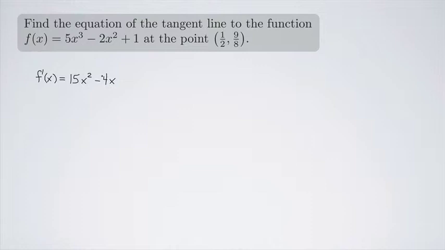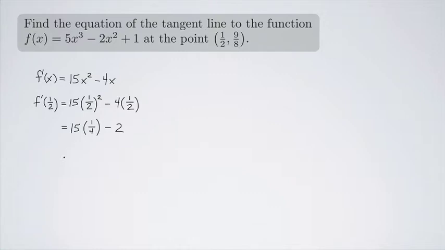So that's the derivative. Now, if I want the slope of the tangent line at this point (1/2, 9/8), I need to plug in the x-coordinate, 1/2. So f prime of 1/2 is going to be 15 times (1/2) squared minus 4 times 1/2. And that's going to be equal to 15 times 1/4, since 1/2 squared is 1/4, minus 4 times a half. That's like 4 halves, which is 2.